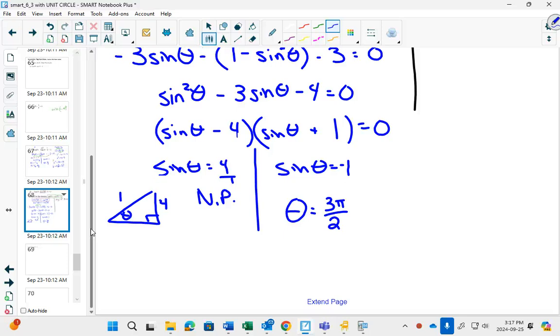That's not possible. Okay? So anytime for sine and for cosine you get a value bigger than 1, you can say without a calculator that it's not possible. Tangent could be bigger than 1, because it's opposite over adjacent, so one side could be longer or it could be shorter. Okay.